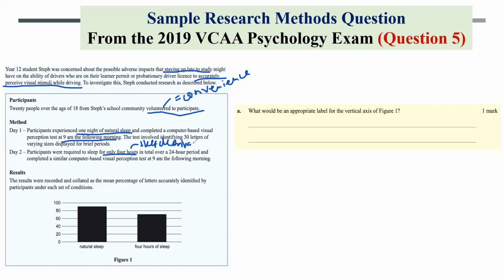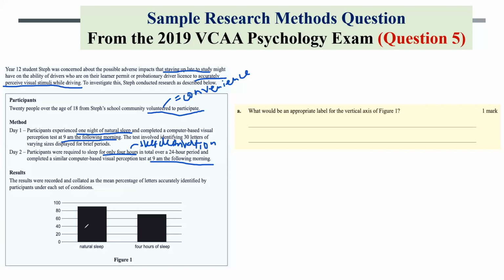They're only sleeping for 4 hours. So 4 hours in total over a 24-hour period. And then they completed a similar computer-based visual perception test. So the same test at 9 a.m. the following morning. So you can see the clear differences between the two groups in the condition.